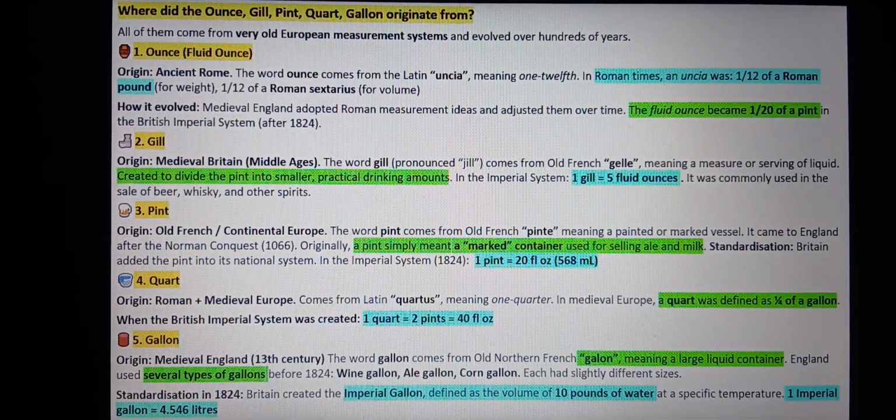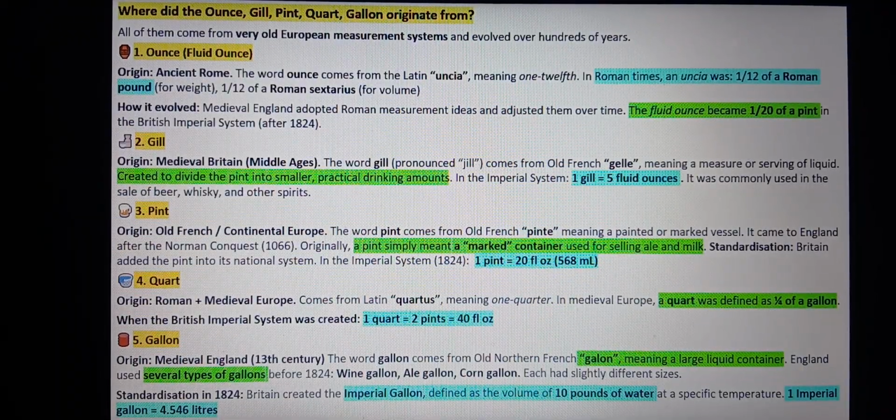The pint. Origin was Old French, continental Europe. The word pint comes from the Old French pinte, meaning a painted or marked vessel. It came to England after the Norman conquest, 1066. Originally, a pint simply meant a marked container used for selling ale and milk.